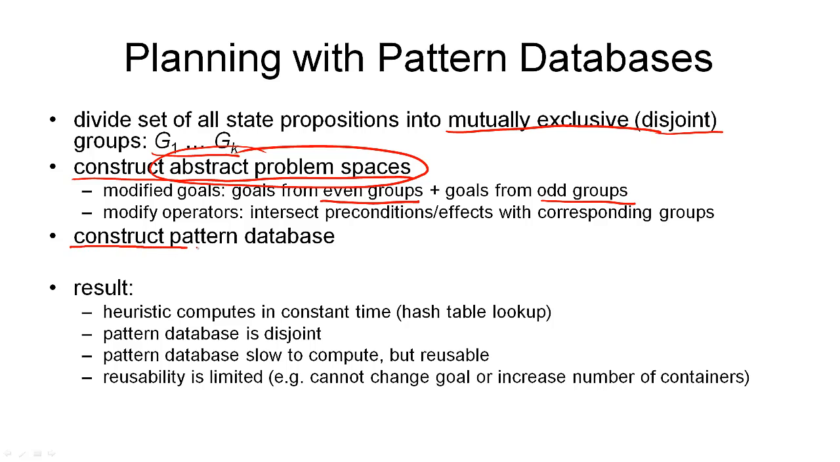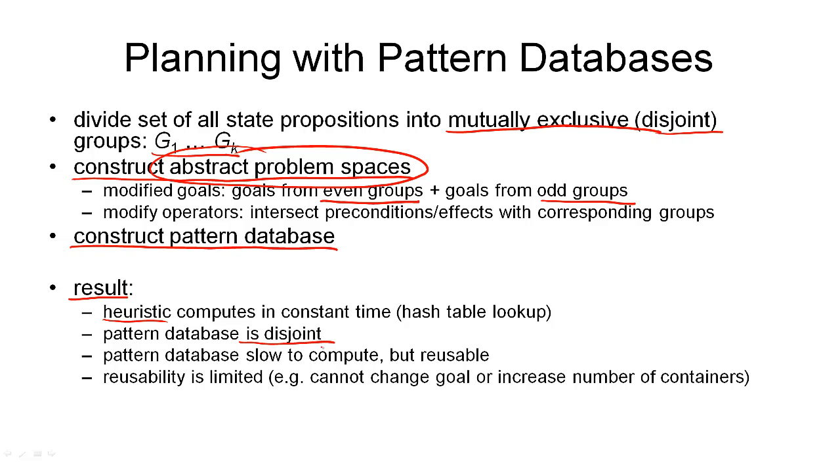We pre-compute them as we did for the 8 puzzle. That's how pattern databases can be used for arbitrary planning problems. And the result that we get from this is a heuristic that computes in constant time, because it's just a hash table lookup. And also, the pattern database that we get with this approach is disjoint, so we can add the two values that we get from the even and odd groups.